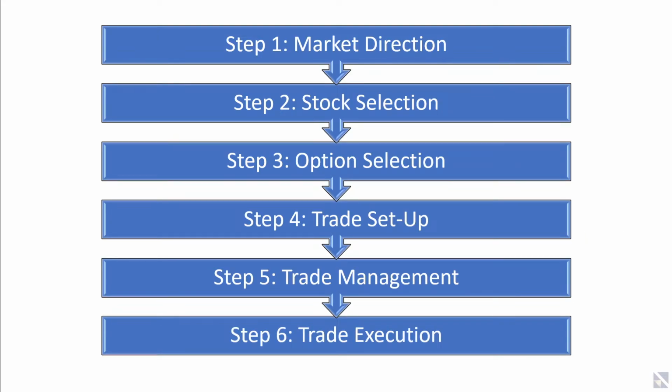Now, lastly, it's time for trade execution. You want to be able to confidently place your trades with your broker. So in step 6, our paycheck system does this by planning the trade in advance and using limit orders.